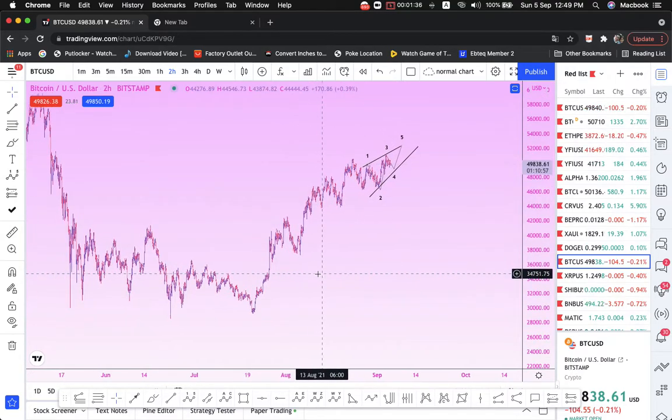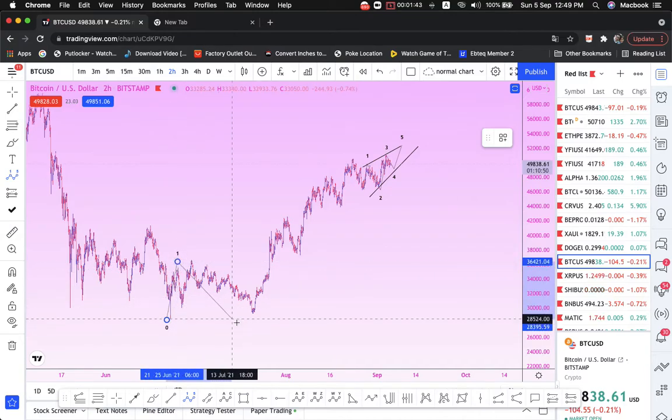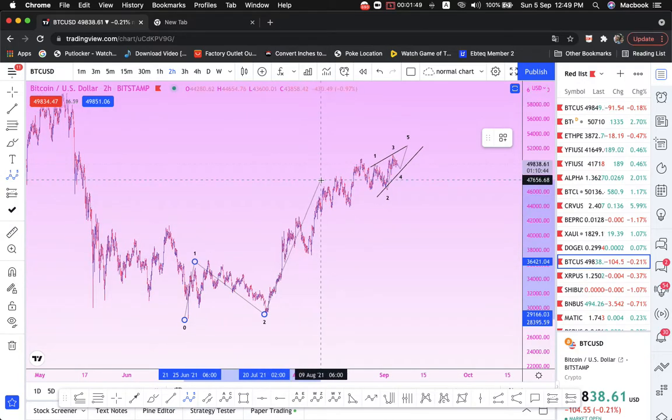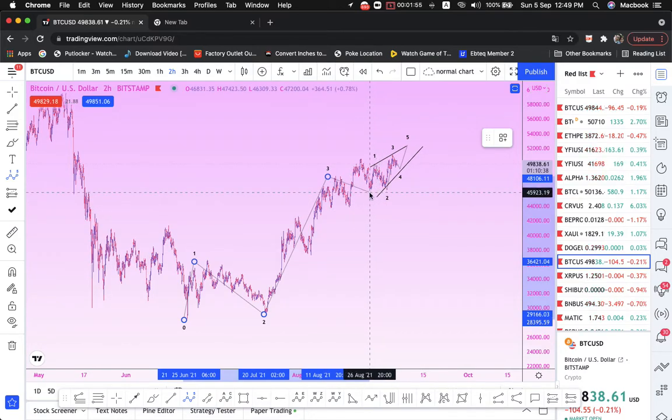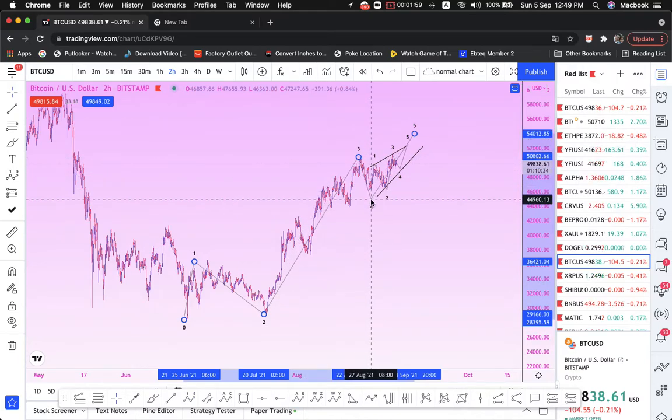So basically, the whole structure would look like this. One, two, possible. This is three. Maybe I got four, five, or maybe like this. I'm not sure myself as well.